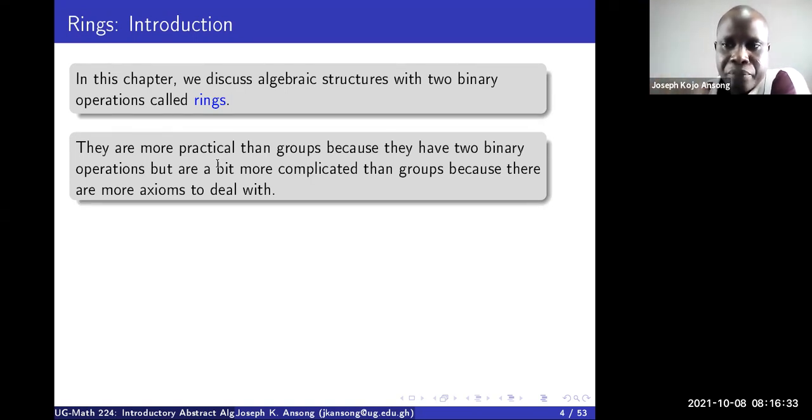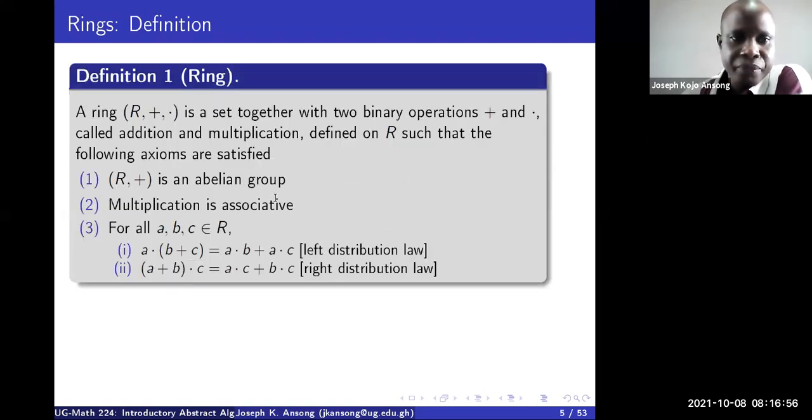Because they are basically groups plus, groups in terms of addition plus other things. And so that makes it a bit more complicated. But basically, if you have a set with two binary operations defined on it, then you call that a ring. So I'll give you a formal definition of what a ring is.